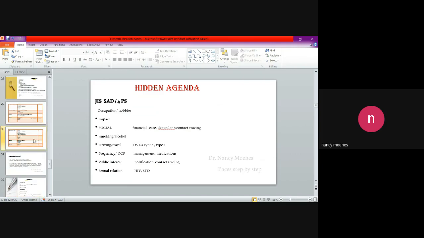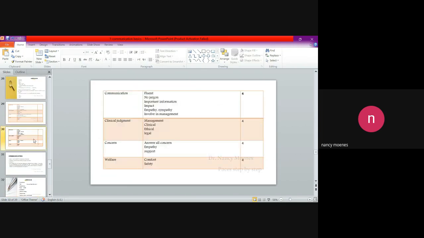How the examiners judge you in this station? This is like the mark sheet that you will find in the real one. They judge you in four items: communication, clinical judgment, concern, and welfare. What is communication? I need the candidate to be fluent and not saying jargon. If you say one or two jargon, okay, but three or more, no. They will deduct marks from you.